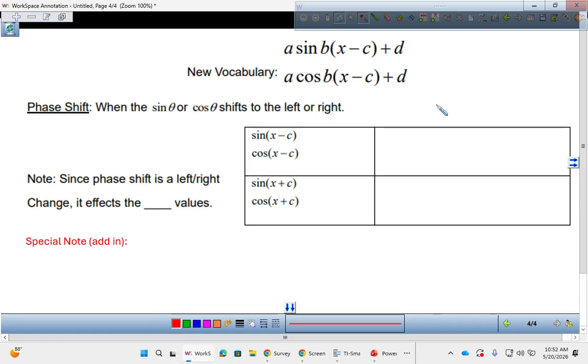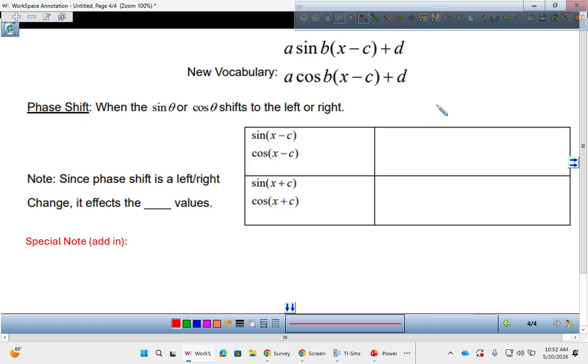Is it page 4? 5? All right. Page 5 of your toolkit's got this new vocabulary. Phase shift is going to be the C. So A is going to be the amplitude. It changes the height of the graph. B is going to be the period. It changes the speed of the graph. C changes the location of the graph, okay? C is called a phase shift. That's just the vocabulary of it, okay?